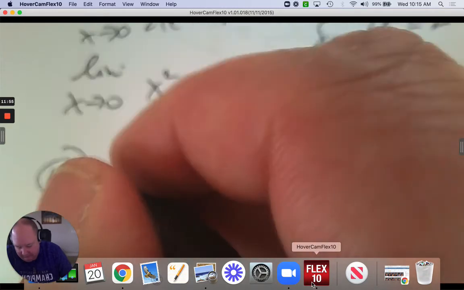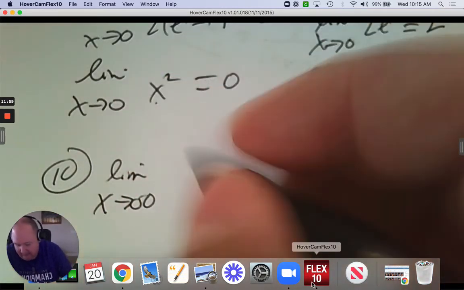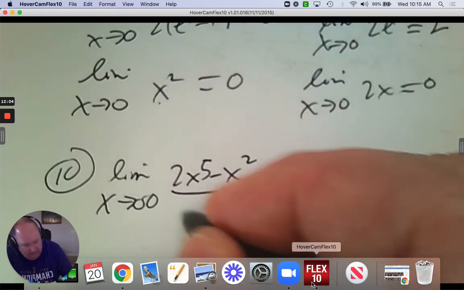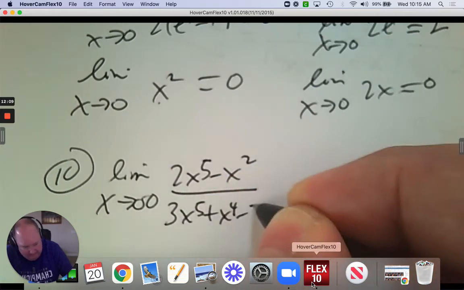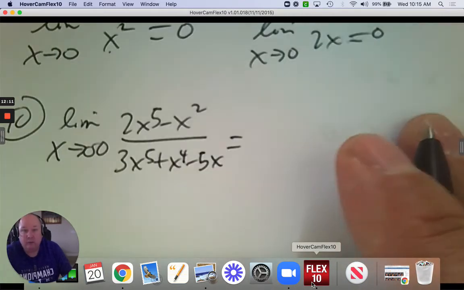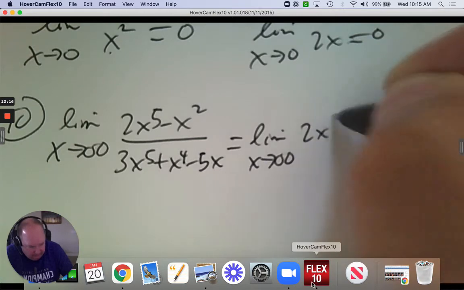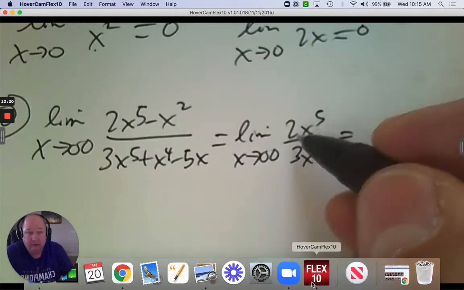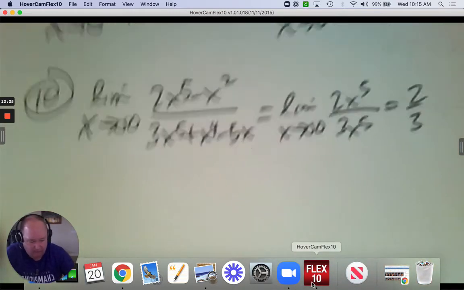In number 10, it's the limit. Now, the ones that approach infinity are just asking for the right end behavior, so I'm not even going to treat it like L'Hopital's rule. It's just the right end behavior. If I look at the power terms, it will give me the answer. All I have to do is look at the power term over the power term: 2x to the 5th over 3x to the 5th. Obviously the x to the 5th divide out, and the right end is 2/3. So it's power term over power term.